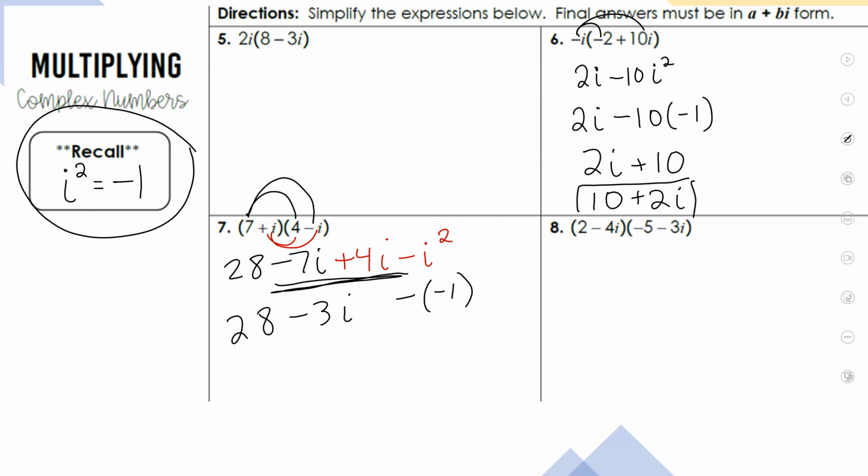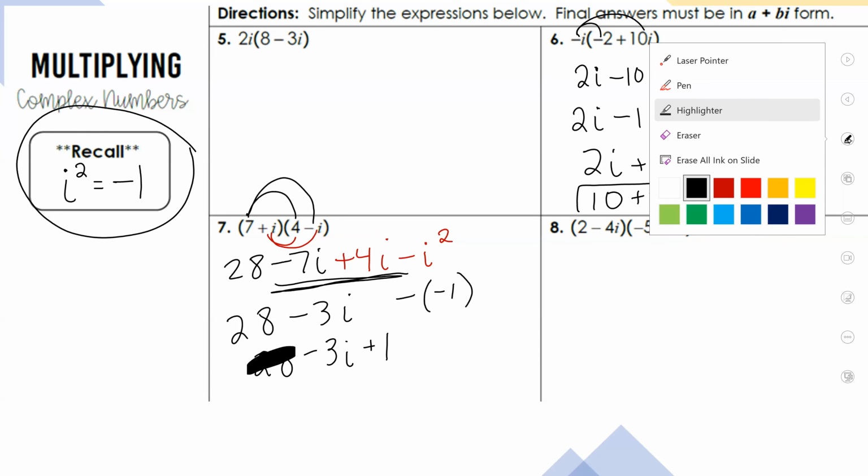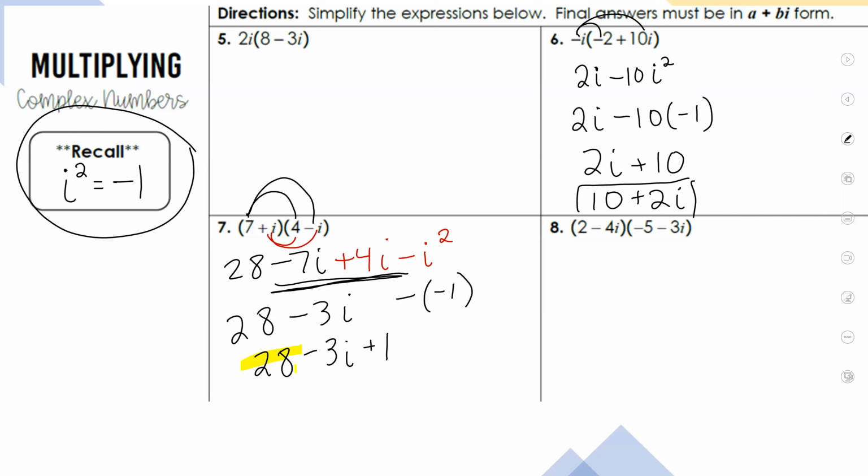Okay, what's two negatives right next to each other? Yep, so this will be 28 minus 3i plus 1. And we're going to combine the real parts. So I will highlight this for you. So this is 28 and a 1. So together that would be 29. So my answer is 29 minus 3i. And I will let you guys do number 8.